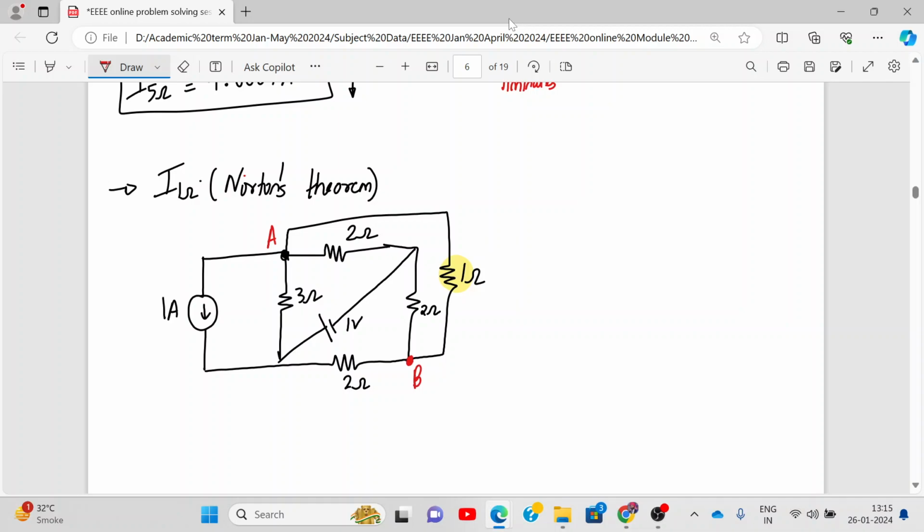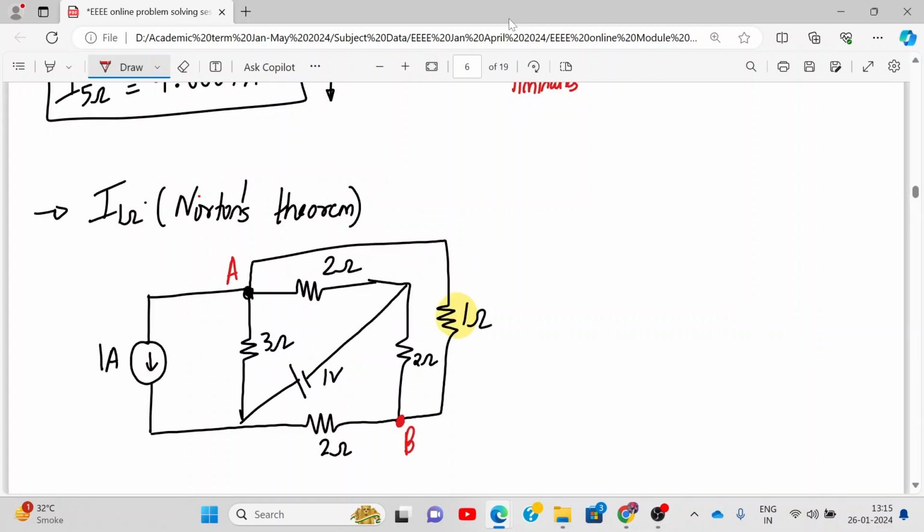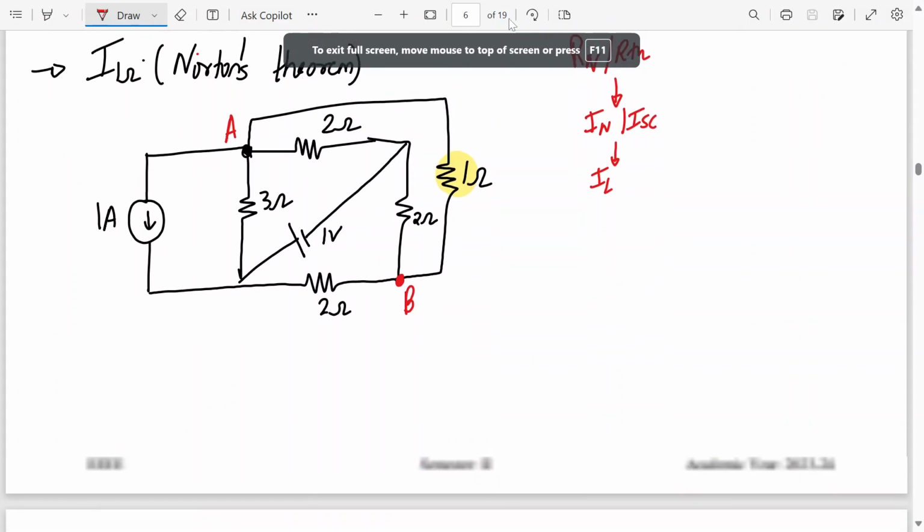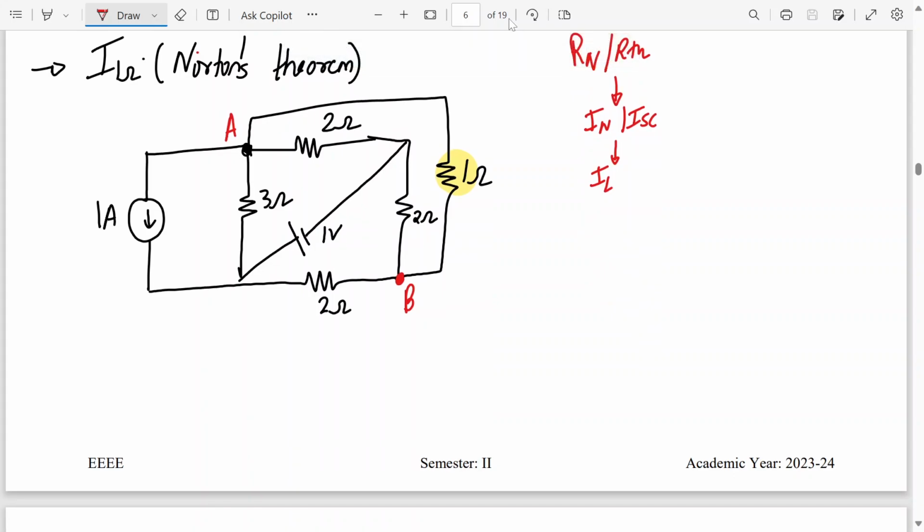Understood everyone? How do we do Norton's theorem? First we find Thevenin's equivalent resistance or Norton's equivalent resistance. It is same as RTH. Then next we find IN, Norton's current or short circuit current. And then we find the value through the load using Norton's equivalent circuit. So can we start now, everyone? Ready? First we'll find RN, same as your Thevenin's equivalent resistance.